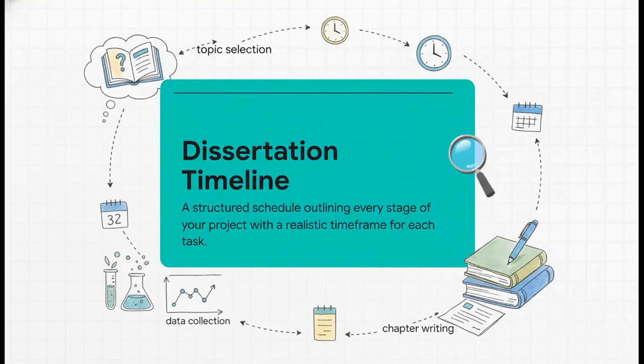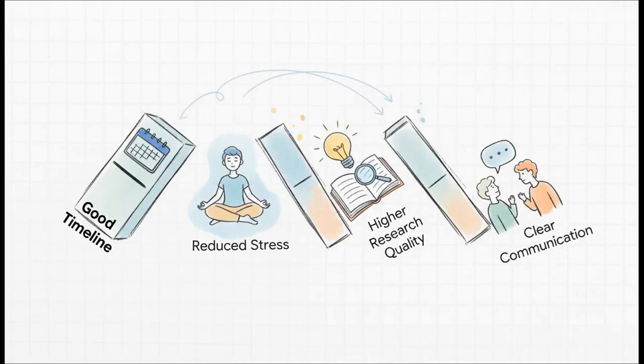At its core, a dissertation timeline is a really simple and incredibly powerful concept. It just takes that huge, intimidating project and breaks it down into smaller, totally manageable stages. Things like picking your topic, collecting data, writing chapters, and each one gets its own realistic deadline. A good timeline creates this amazing domino effect. It's not just about managing your calendar. When you spread the workload out, you automatically reduce your stress, and that gives you more mental space to really analyze your results deeply, which, guess what? It improves your research quality. Plus, a clear plan shows your supervisor that you are in complete control.